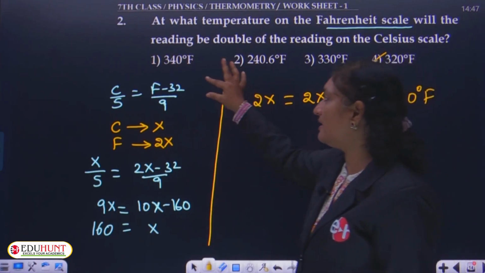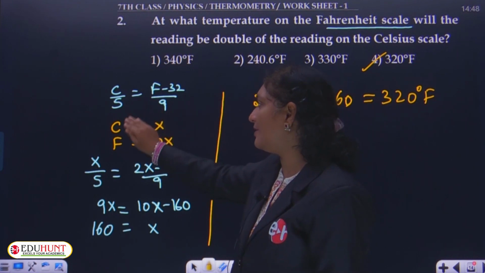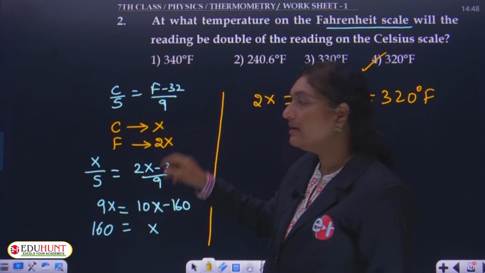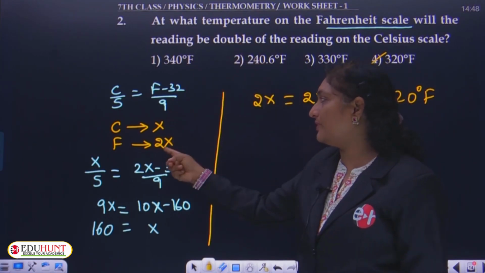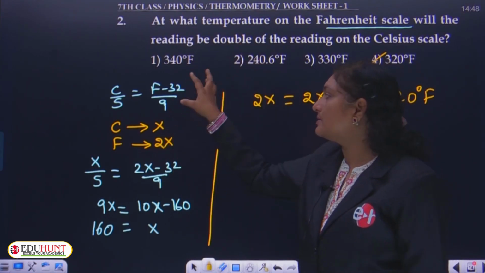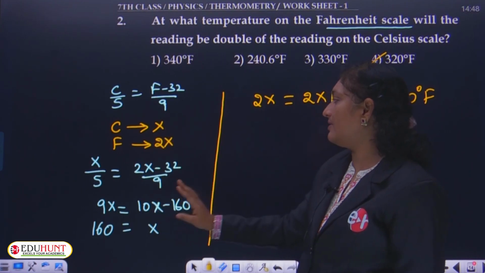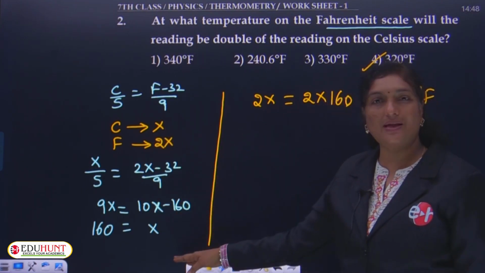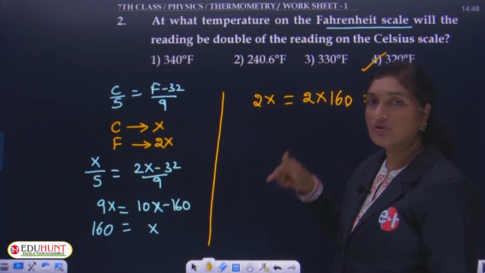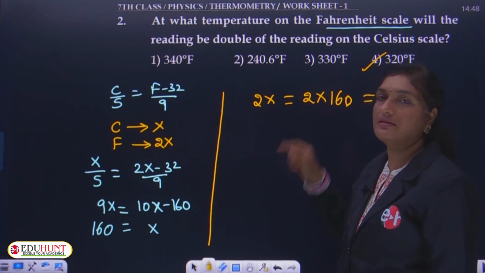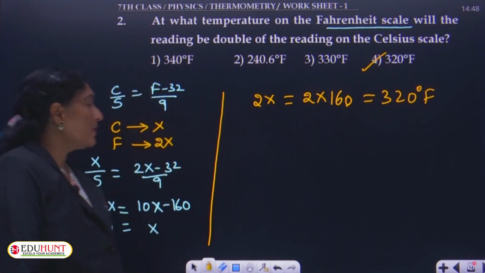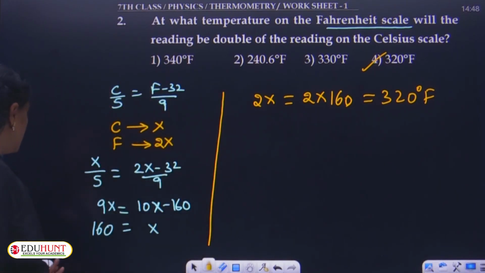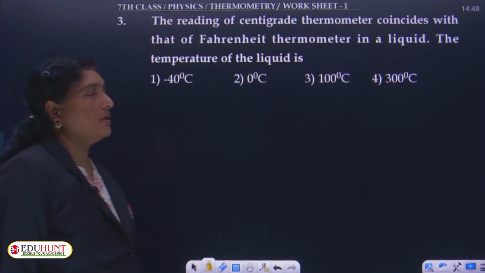So, this is the original relation, children. If you consider the reading on the Celsius scale as some x, then the Fahrenheit scale, according to the relation, is given as double that of the Celsius scale, so 2x. Substituting all those values in the given formula, you found the value of x as 160 degrees, but as you need to find the value of 2x, it is found to be 320 degree Fahrenheit. Okay. So, now moving to the next question, that is question number 3.